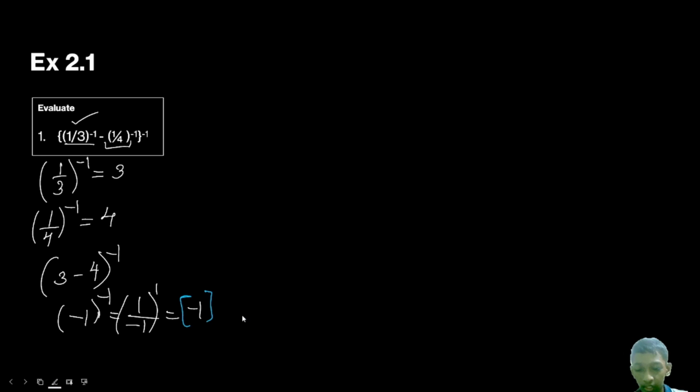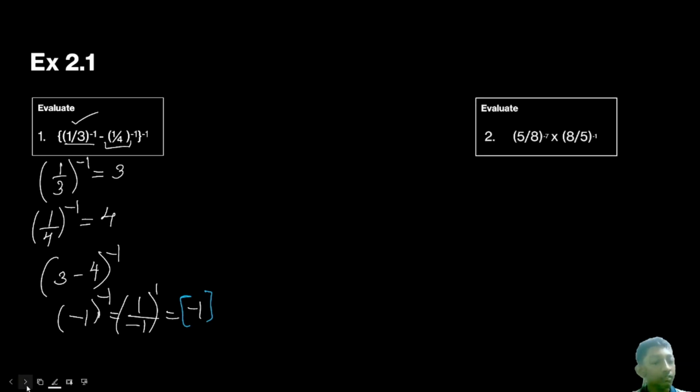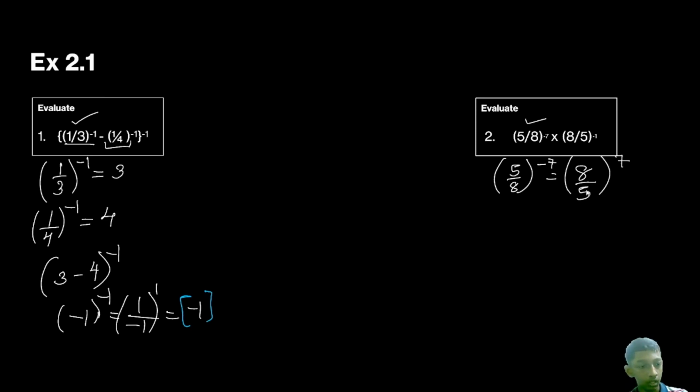Let's move to the next one. (5/8)^(-7) times (8/5)^(-1). So let's solve this power. So (5/8) raised to the power of minus 7 is equal to (8/5) raised to the power of 7. So we got the base as 8/5. Surprisingly, the second base is also 8/5. So let's keep it as it is.